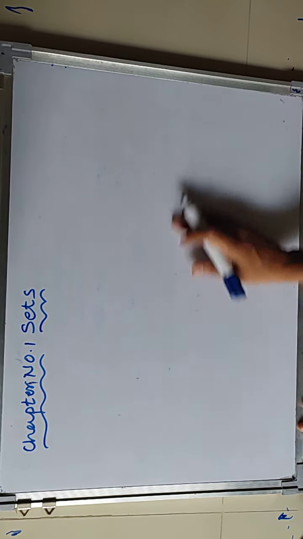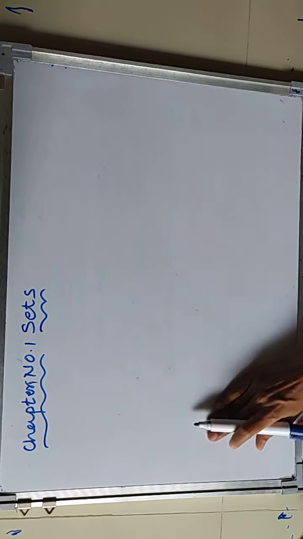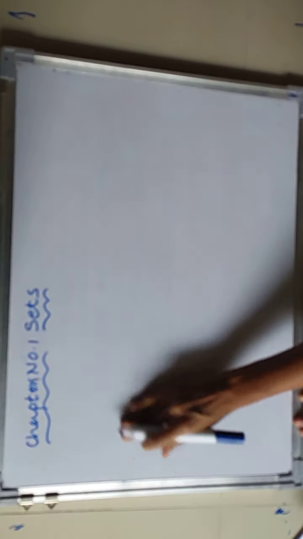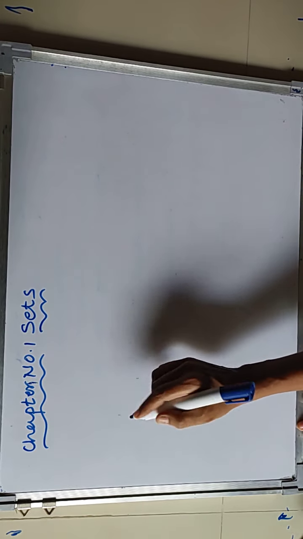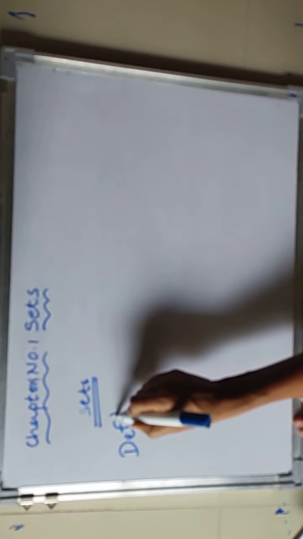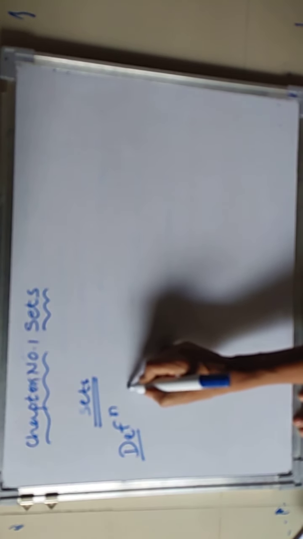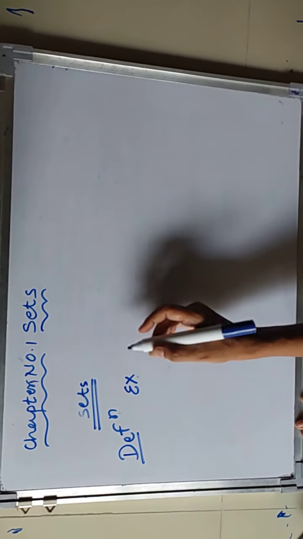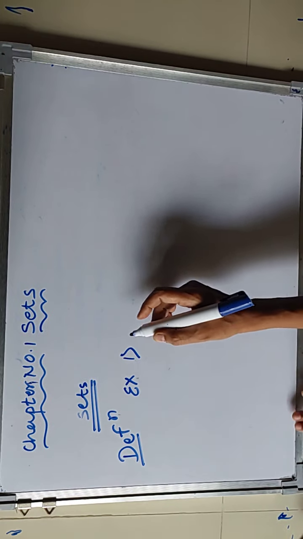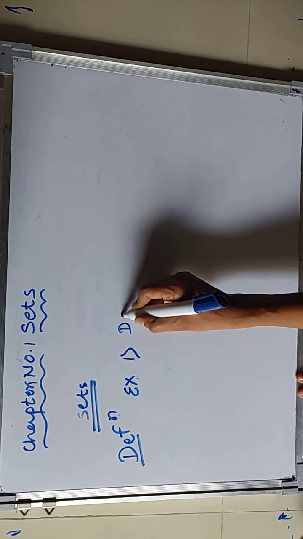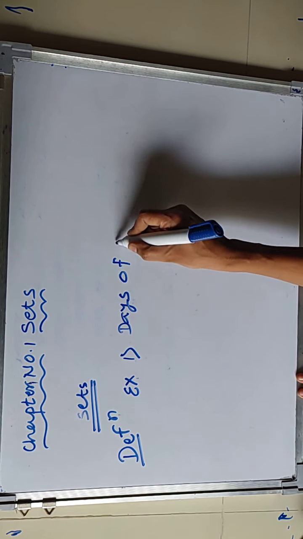Then students, you are confused about what a collection is in sets. I am explaining with the help of examples. Sets means what? I have to define them, but with the help of examples, I am explaining that. Here, the first example is days of the week.